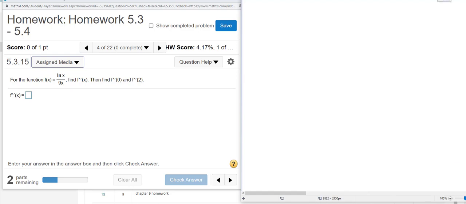Number 4, for the function f of x equals natural log of x over 9x, find f double prime of x, and then find f double prime of 0 and f double prime of 2. Now be careful here, you cannot divide out those x's because one of those x's is within a log. It's the argument of a natural log, and you can't reduce that. So we just have to go ahead and take our derivative using the quotient rule.